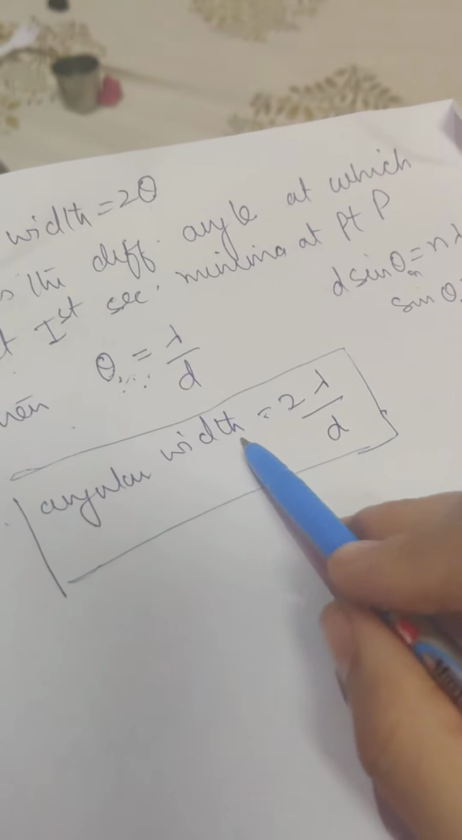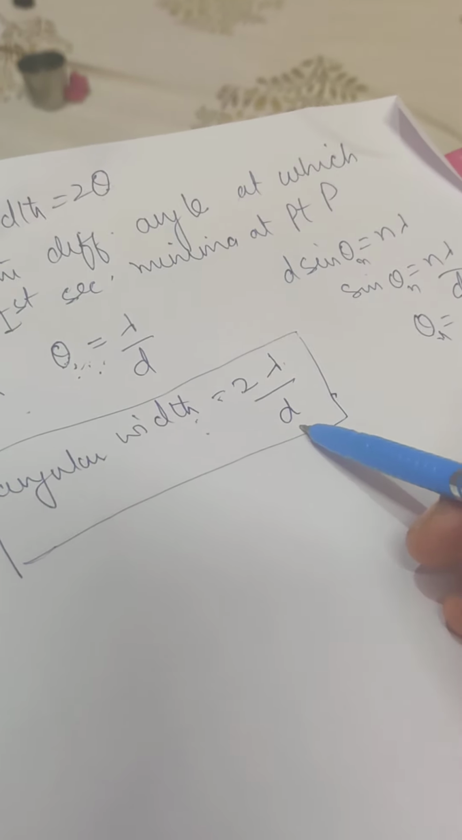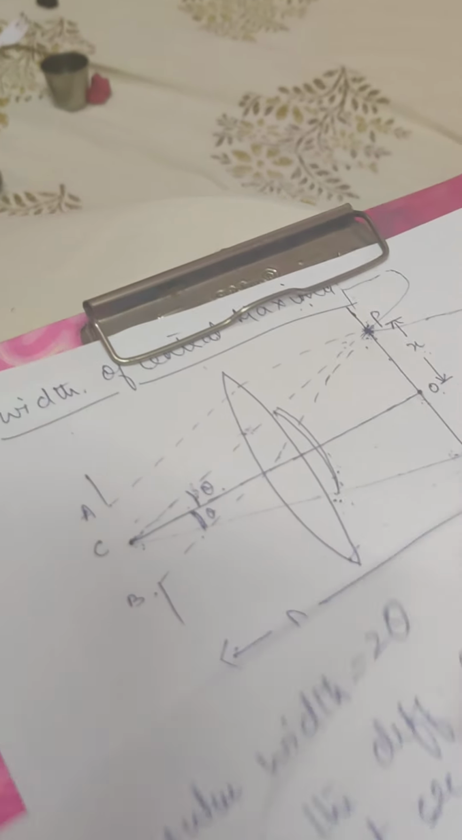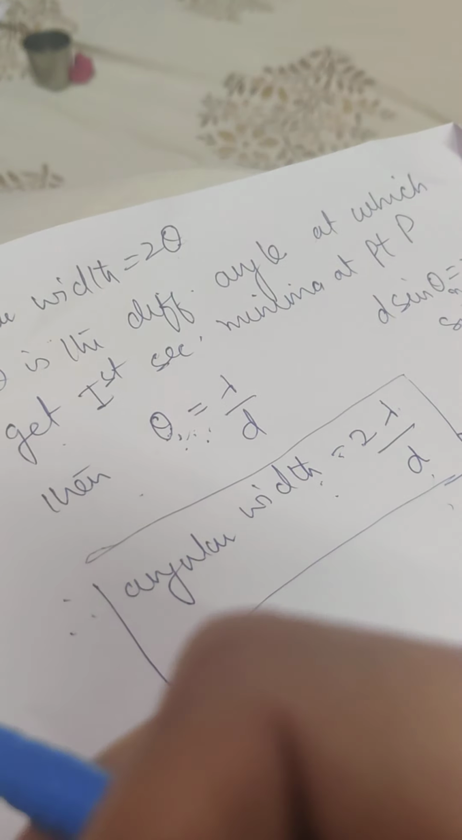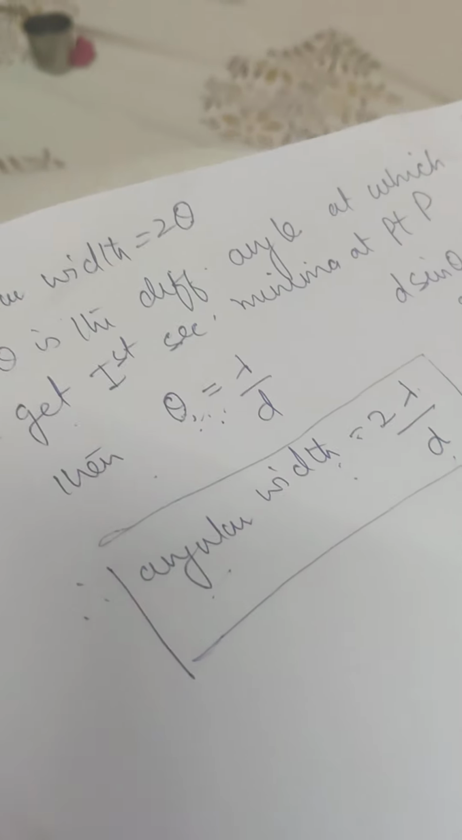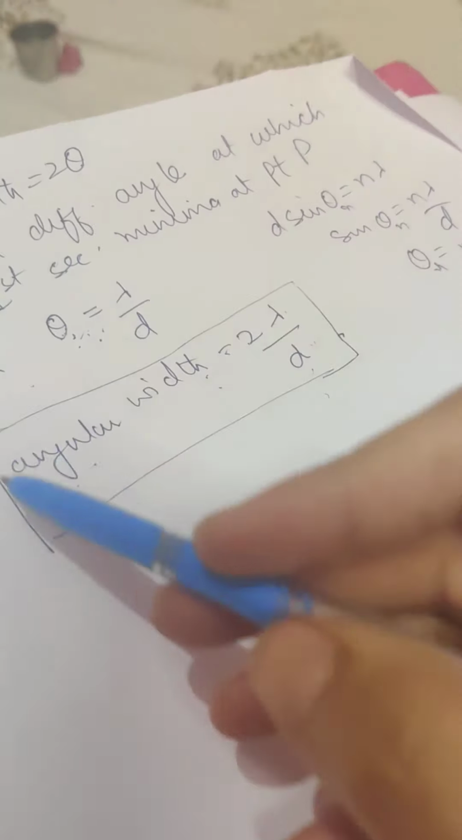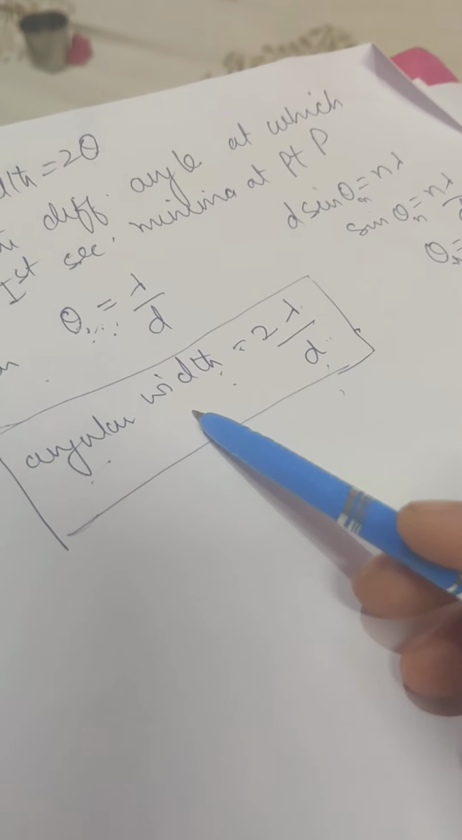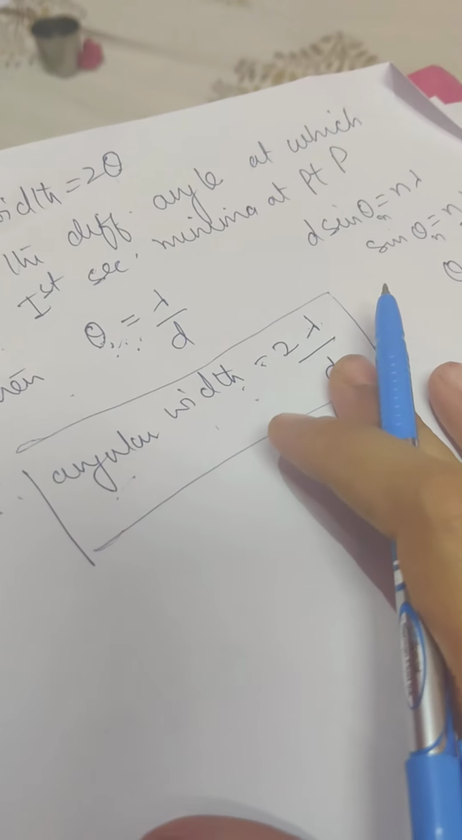But you can easily see the angular width depends upon the wavelength and the distance between the slits. This angular width does not depend on the parameter capital D, the distance between the slit and the screen. So it hardly matters if you take your screen away from the slit, the angular width does not change, because the parameter capital D is not included in the expression of angular width. Okay, this is my angular width.